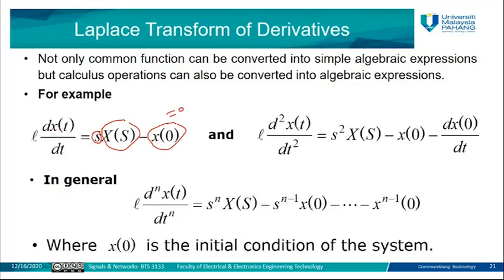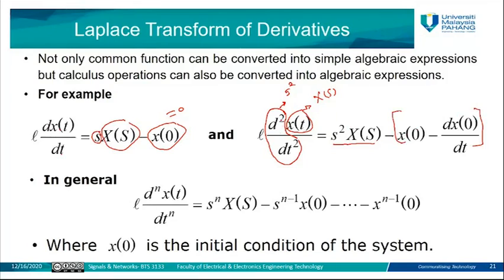Laplace of d square x(t) over dt square: I will take this d square over dt square, and all this will become s square. Then x(t) becomes X(s). This will be my answer, s square X(s). Then the rest here represents the initial conditions.